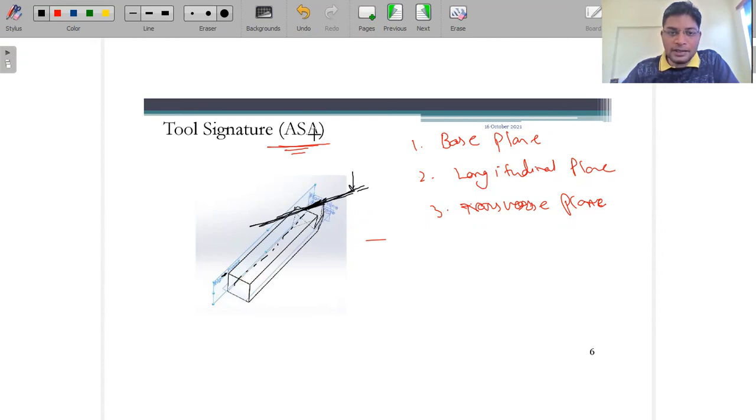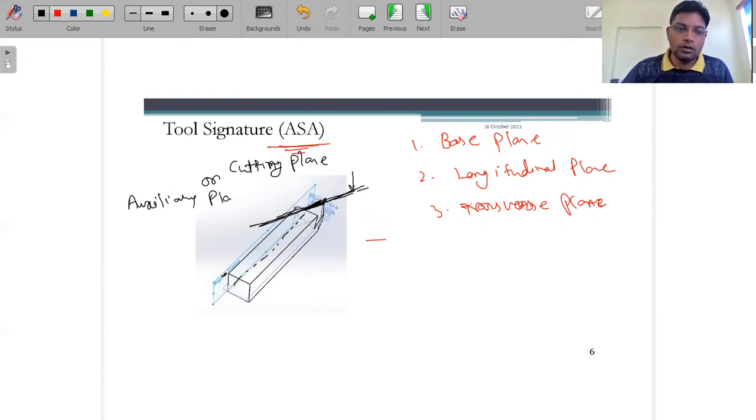So if we are talking about the ORS system, we call it the cutting plane or the auxiliary plane. Perpendicular to that, where earlier it was longitudinal and transverse, since you have tilted at some angle, this is the auxiliary plane, and perpendicular to that is the orthogonal plane. It is very simple.